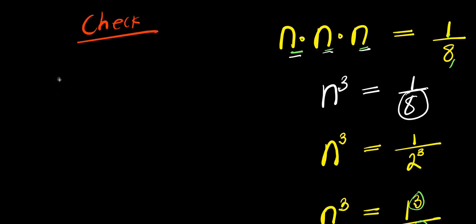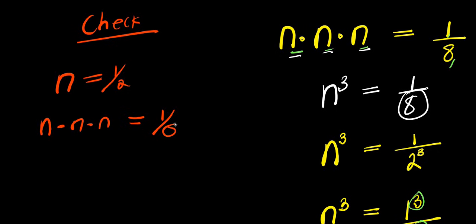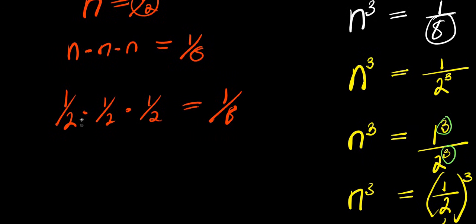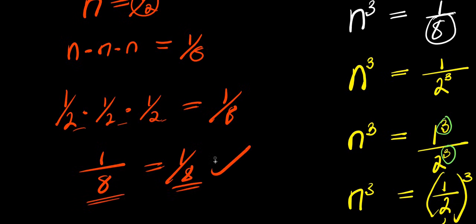We check n equals 1/2. This is n times n times n equals 1/8. So we substitute this for n. 1/2 times 1/2 times 1/2 equals 1/8. Now, let's multiply the numerator: 1 times 1 times 1. That is 1 divided by 2 times 2 times 2, that is 8, and this equals 1/8. So the left hand side equals the right hand side.